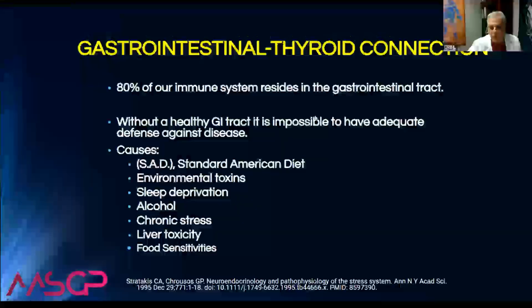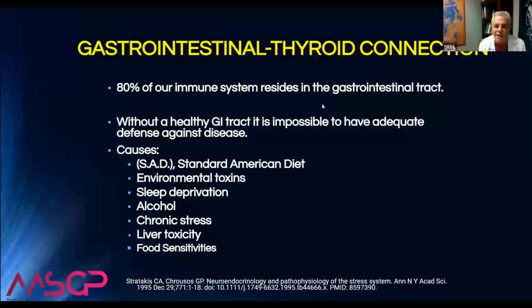So the GI connection, I already told you, 80% of our immune system resides in the GI tract, and without a healthy GI tract, it's pretty impossible to defend against disease. The causes, again, are standard American diet, high fat, high sugar, and oils, seed oils, lectins, everything that we're taught about diet is sort of the culprits here.